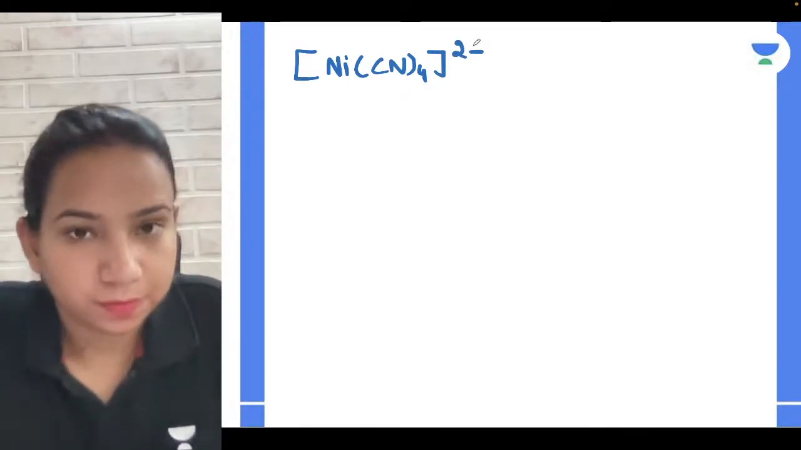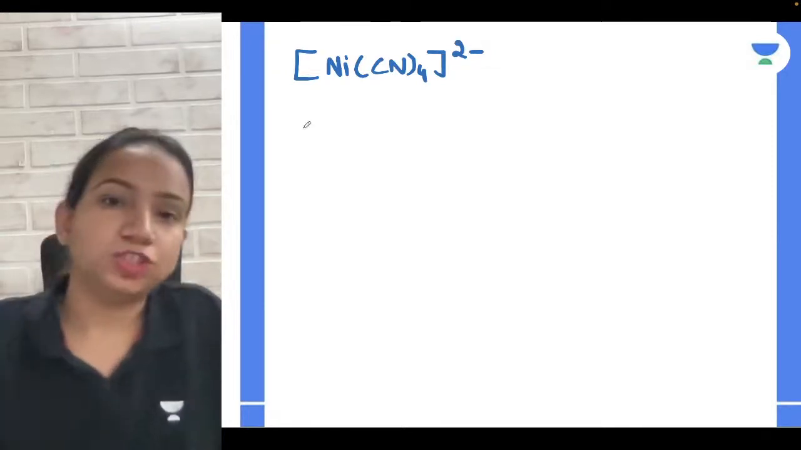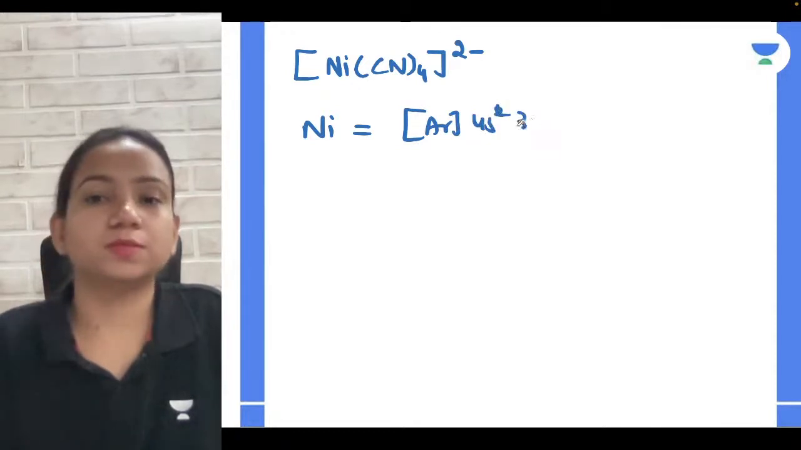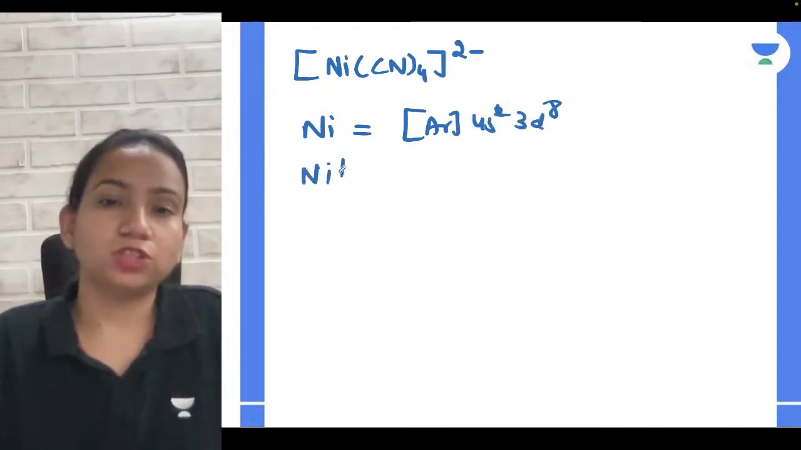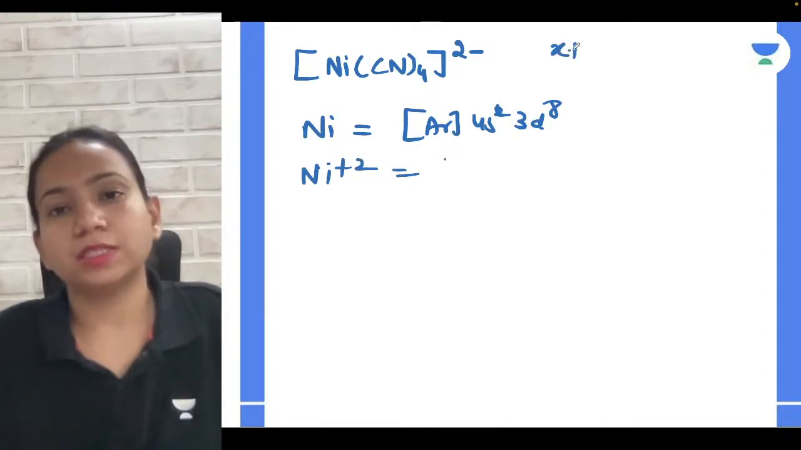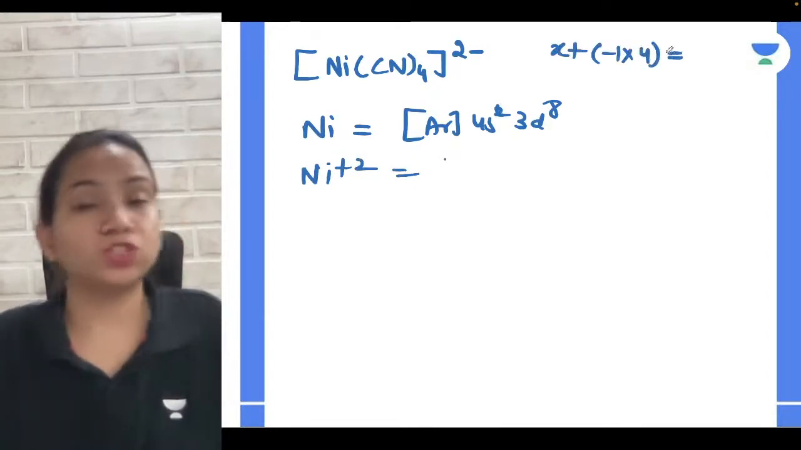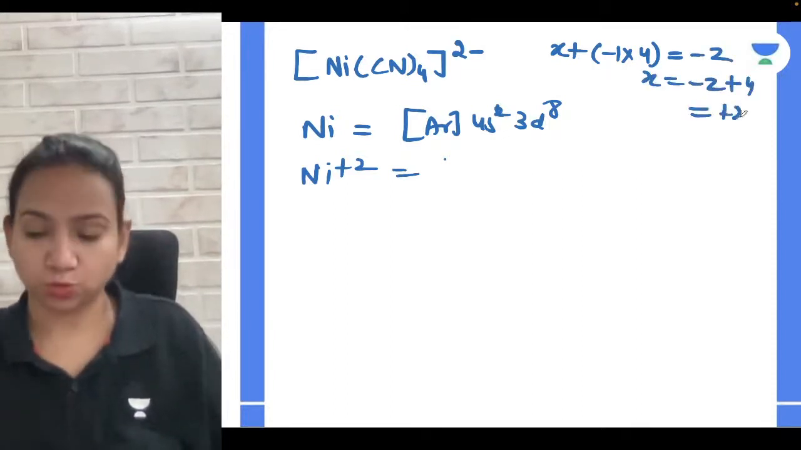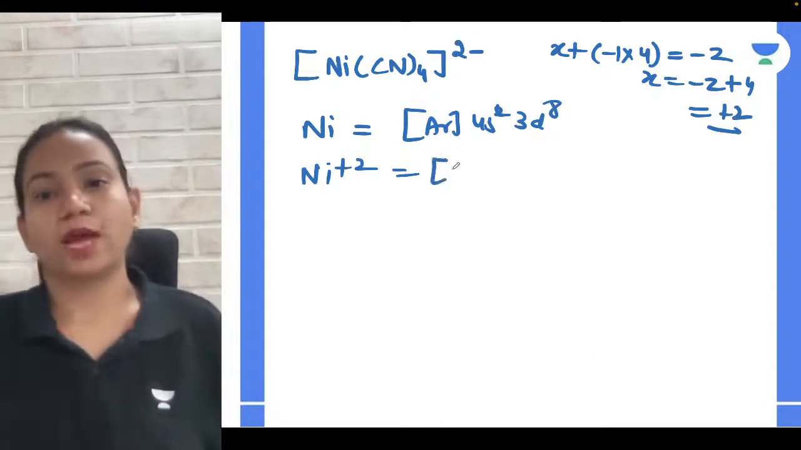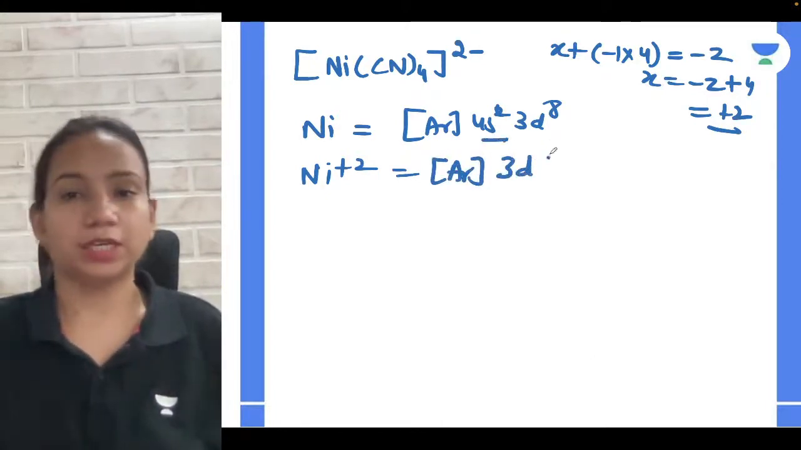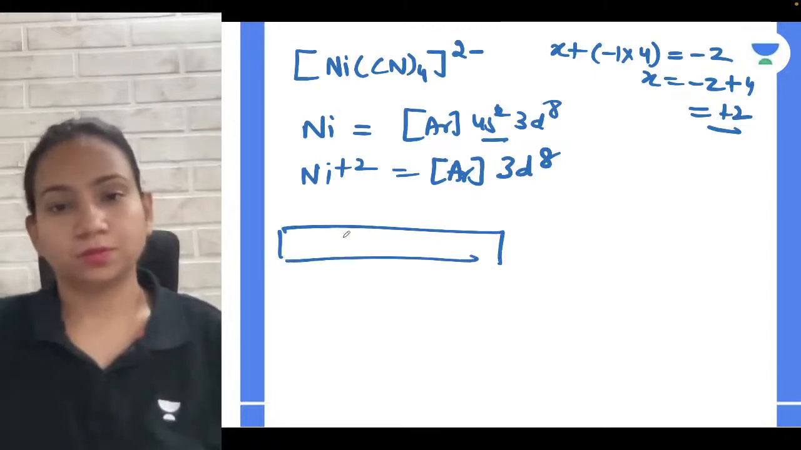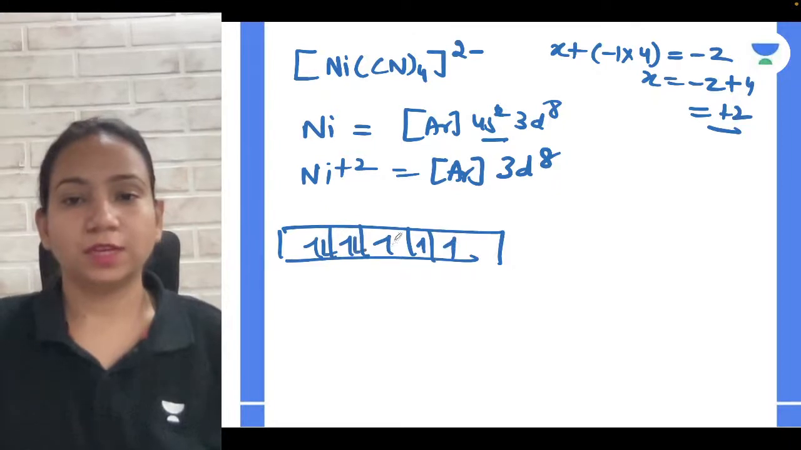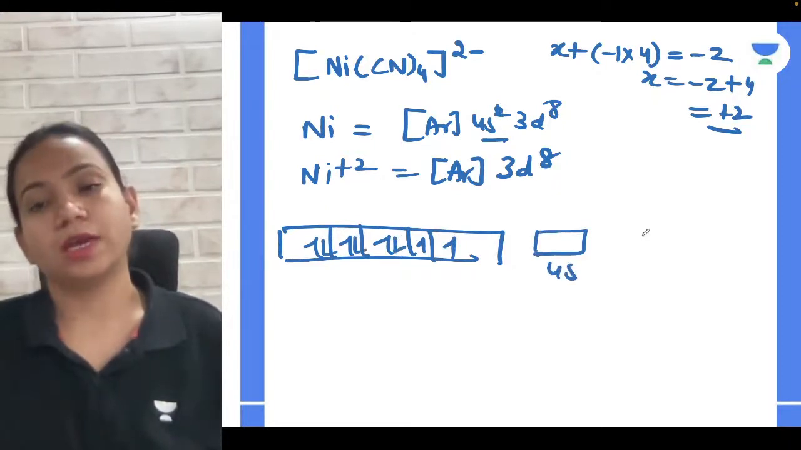NiCN4 2-. So what you will do, again you will check nickel, argon 4s2 3d8, but here it is in +2 charge. You can relate, X is nickel, -1 into 4 is -1 charge on cyanide, there are 4, is equal to -2, so my X is equal to -2 plus 4, so it's +2. So nickel has +2 charge. So argon you will first remove from 4s and then 3d8. So 3d8, 2, 3, 4, 5, 6, 7, 8, and you have 4s and 4p.